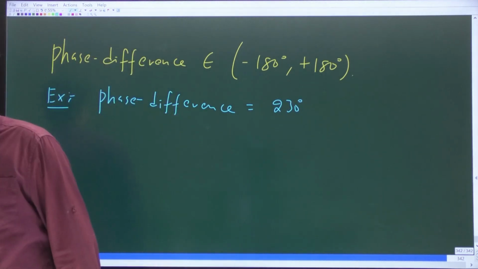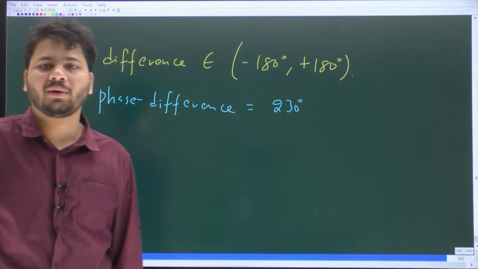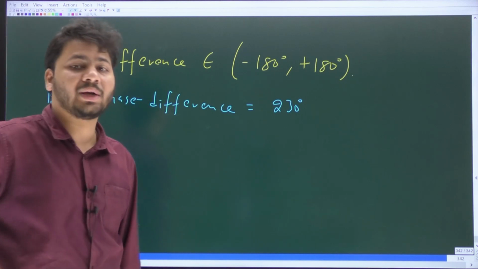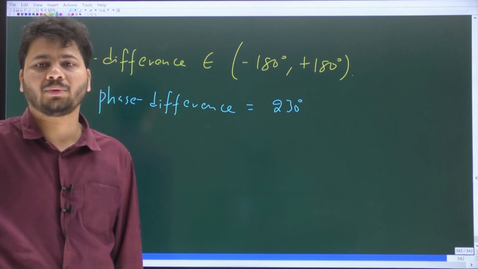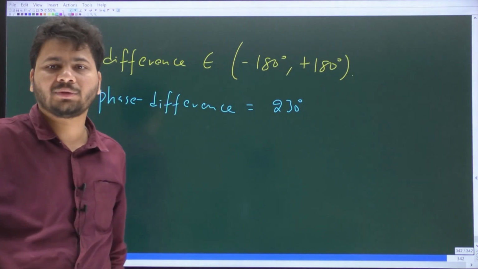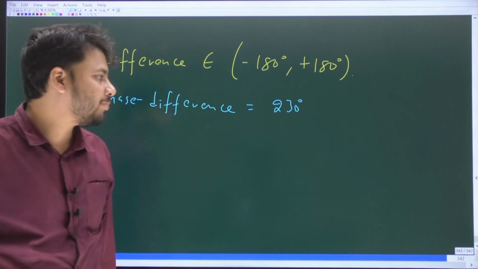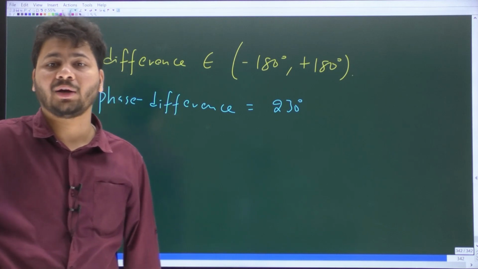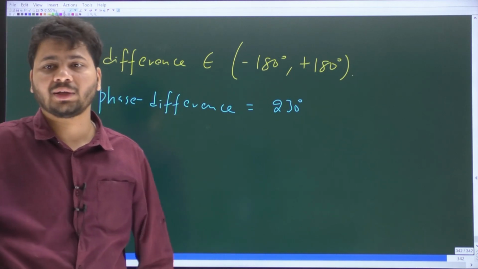The phase difference is some 230 degrees. But I told you what? The phase difference should lie in between minus 180 and plus 180. But it looks like the phase difference is outside this range and equal to 230 degrees. Now how do you get this into our actual range between minus 180 and plus 180? You see, to the phase difference, you can always add or subtract any multiple of 360 degrees. Because 360 degrees is what?